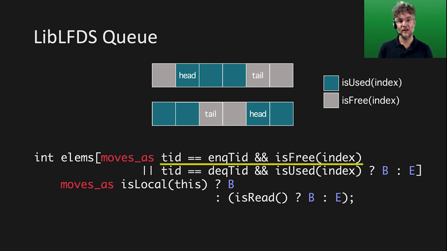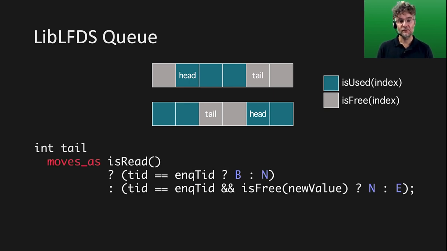The first is when the enqueuing object is performing the access and the index is a free index. The second case is when the dequeuing thread is performing the access and it's accessing a used index in the array. Essentially, we've partitioned the array into two disjoint sets of indices and permit each thread to only access one of those two sets. This is the moves as annotation for the tail field.